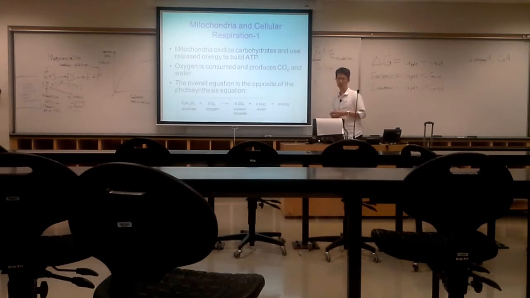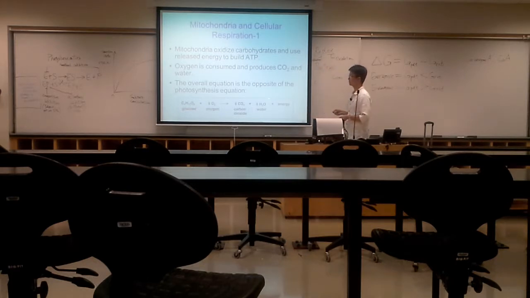For mitochondria or cellular respiration, it is very similar. Mitochondria oxidize carbohydrate to build ATP. The carbohydrate, glucose, is being oxidized, which means it is losing hydrogen atoms, and then it becomes carbon dioxide. Oxygen, on the other hand, is being reduced because it gains hydrogen atoms to form water.